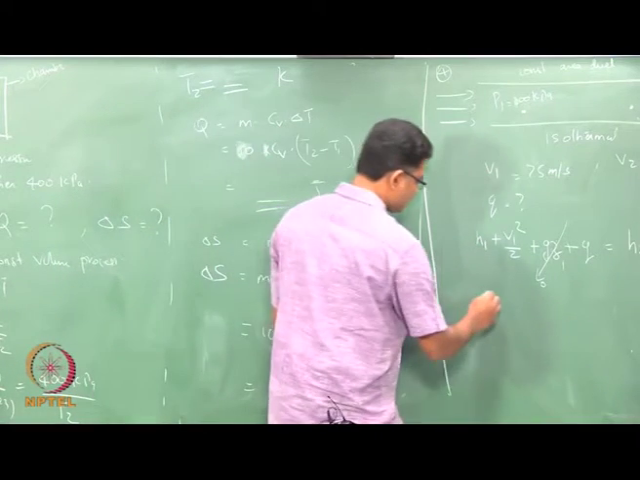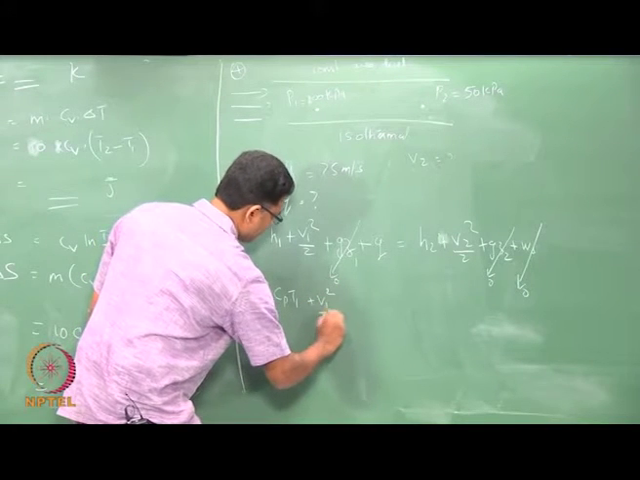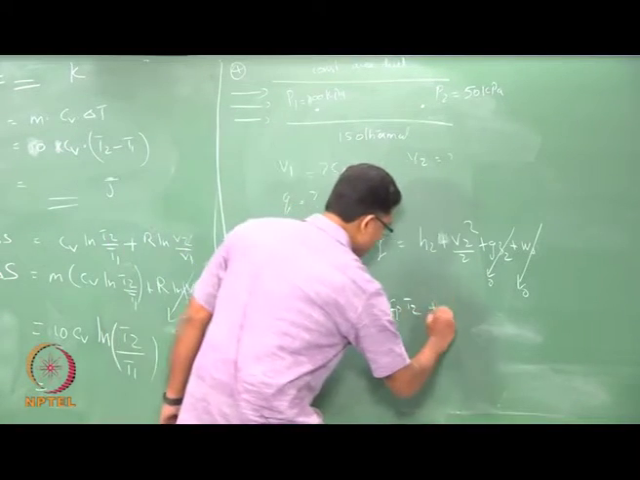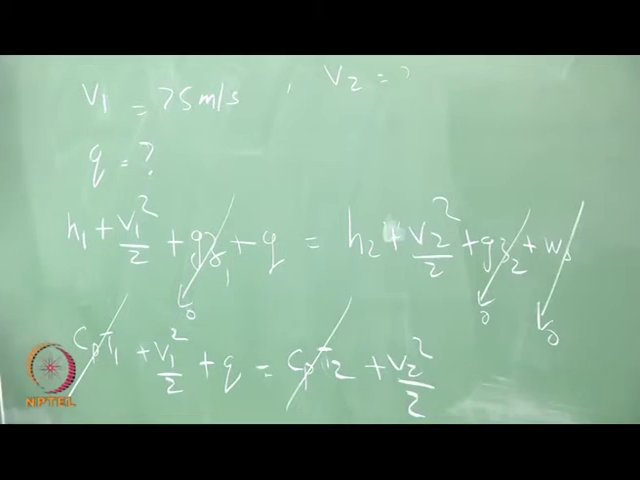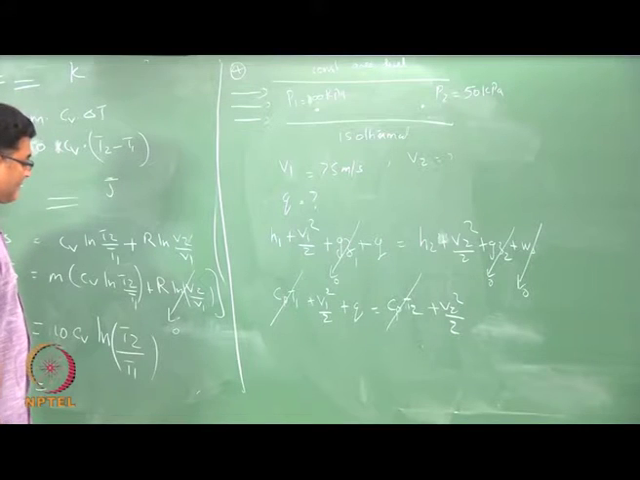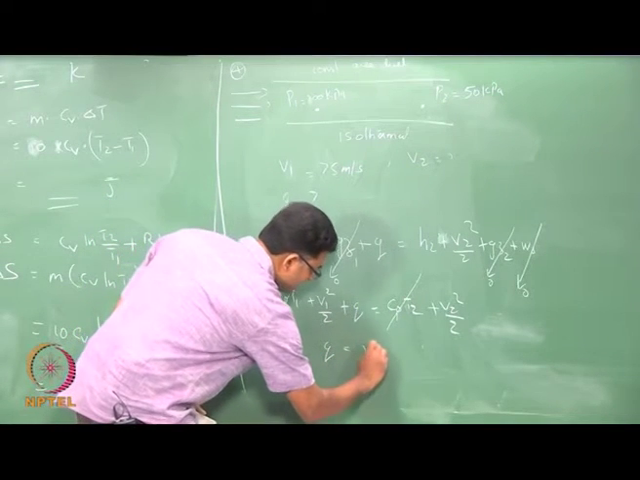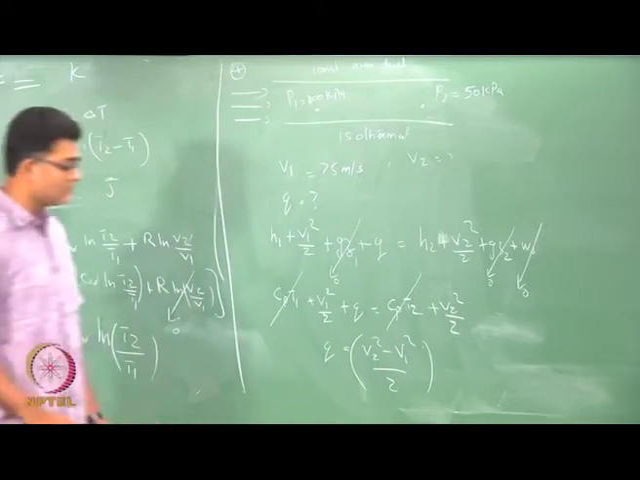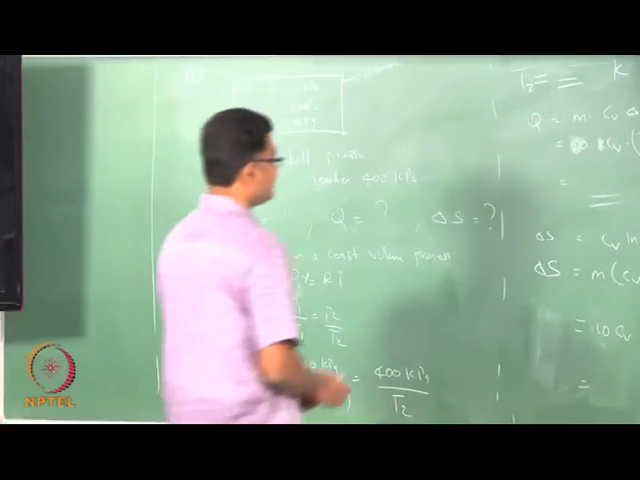It is an isothermal process. So, your Cp T1 is same as your Cp T2. Those two terms will also cancel out. So, your Q is nothing but V2 square minus V1 square by 2. Okay. Now, what is V2?